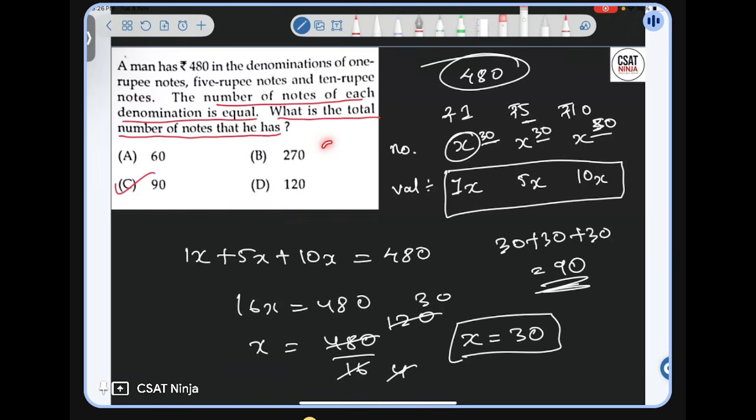Remember, even though there is a 30 in your options, that will not be the answer, because there are 30 pieces of 1 rupee, 30 pieces of 5 rupee, and 30 pieces of 10 rupees. Are you clear with this? If you're clear, you can give a thumbs up. We'll move on to the next.